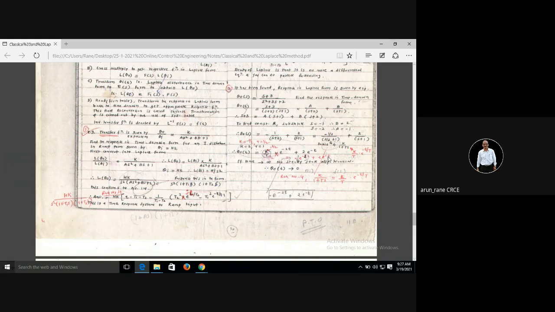What this indicates is that there is no steady state component. The system is not going to achieve a state of steady state. There is only a transient component, because it is e raised to minus 2t and e raised to minus t. There is no constant term. You understood this? Yes, sir.